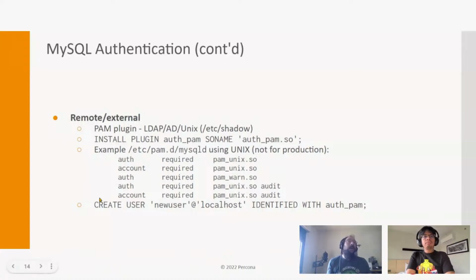And then you will have a user. When creating the user, instead of doing identified with caching_sha2_password, you will do identified with auth_pam. And this is going to trigger the PAM plugin. The PAM plugin is going to go to /etc/pam.d/mysql, and it's going to find this file, it's going to parse it, and it's going to apply these authentication methods.